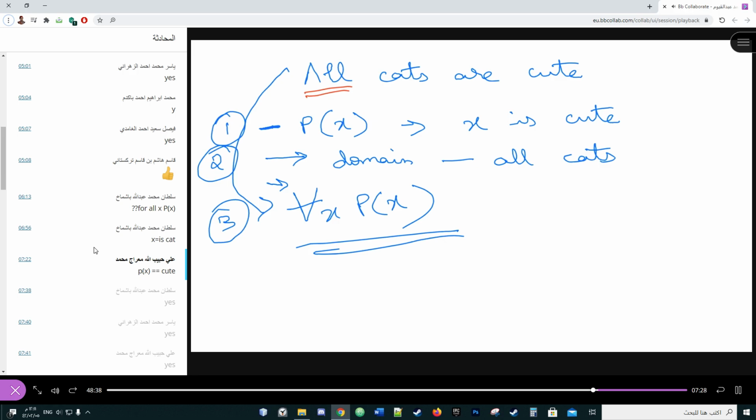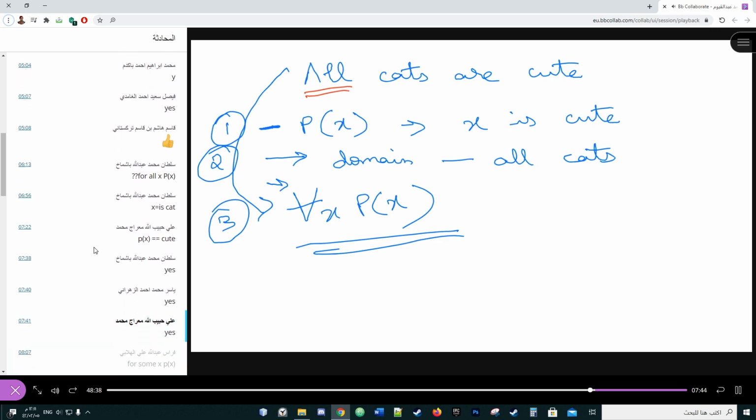For all x, P(x) is cute. Okay, so you need to specify this. Is this clear? Okay, let me change the domain now. Let me change the domain.